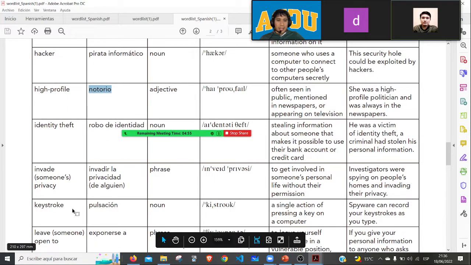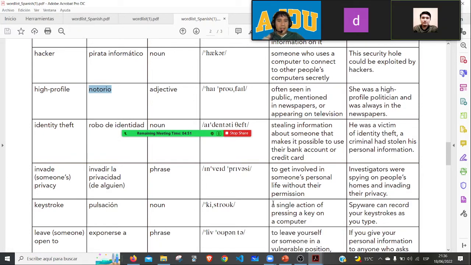Keystroke. Keystroke es la pulsación. But look at this. A keystroke es cuando nosotros presionamos así, el teclado. A single action of pressing a key on a computer. So, spyware can record your keystrokes as you type, como los keylogger. ¿Han escuchado hablar del keylogger? Un keylogger is a software that, for example, I'm writing here and the keylogger is recording the keystrokes. You got it? Cada vez que yo presiono una tecla, eso se llama keystroke. ¿Ok? Entonces el keylogger lo que va grabando es las pulsaciones que voy haciendo. Next.